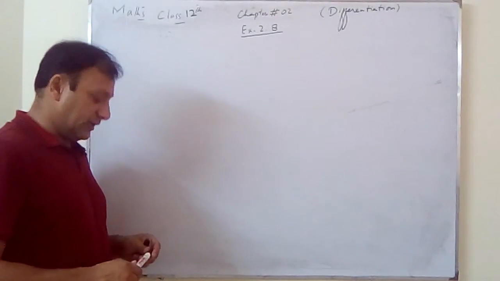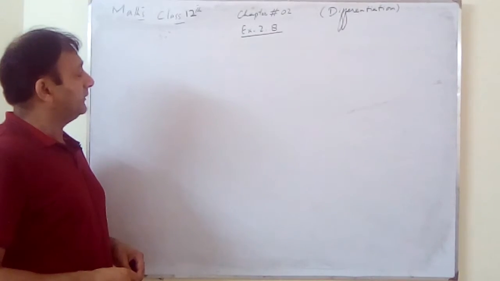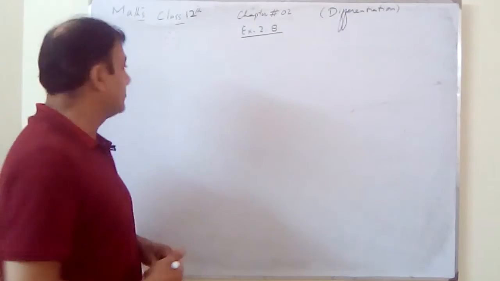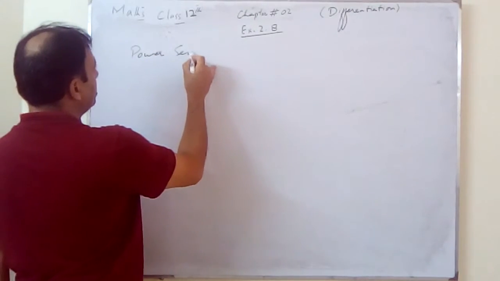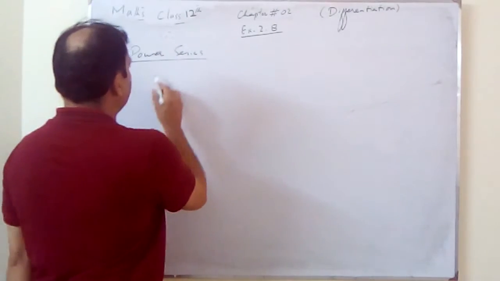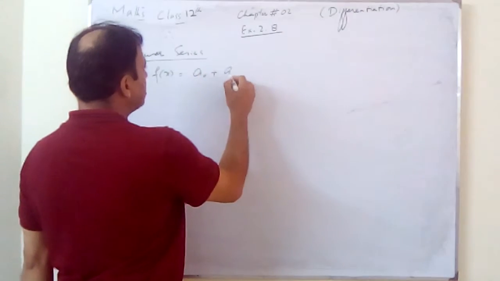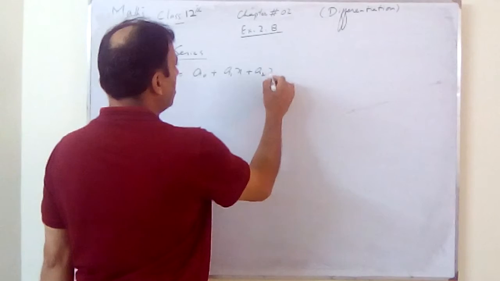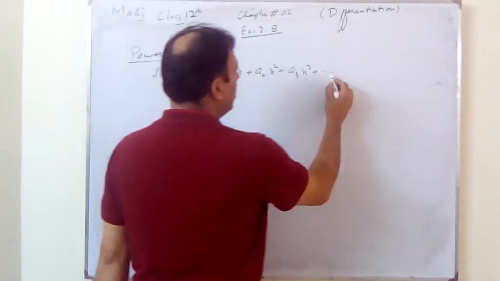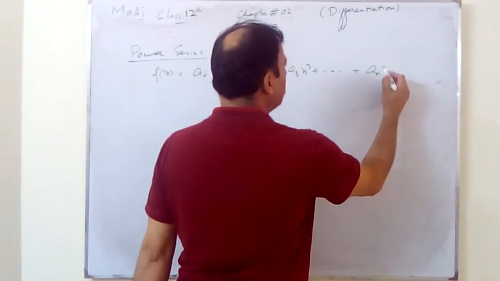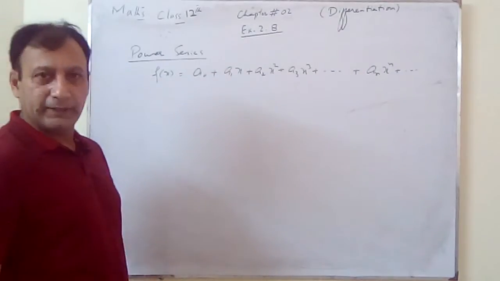In this exercise we study three series. First of all, power series, that is f of x is equal to a0 plus a1x plus a2x square plus a3x cube and so on. In general, we can write an x power n.